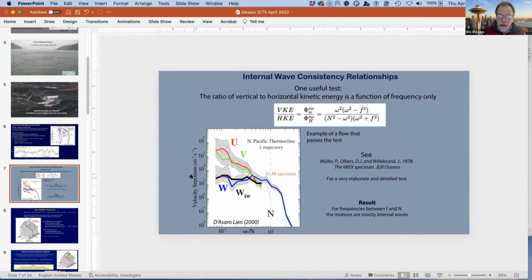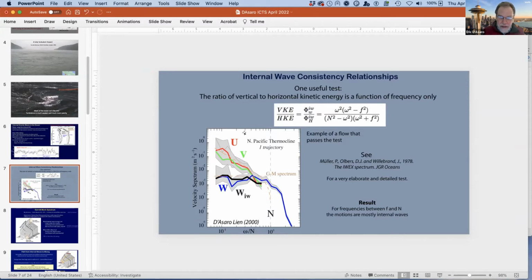And here's an illustration of a flow that passes the test. This is frequency on this axis. This is velocity on this axis as a spectrum. This is the horizontal components of velocity. This is the vertical components of velocity. That's the buoyancy frequency, and you can see it falls off very rapidly at the buoyancy frequency, which is a little bit spread out, which is why it isn't exactly in the right place. And you can see that this slope is -2 and this slope is white.